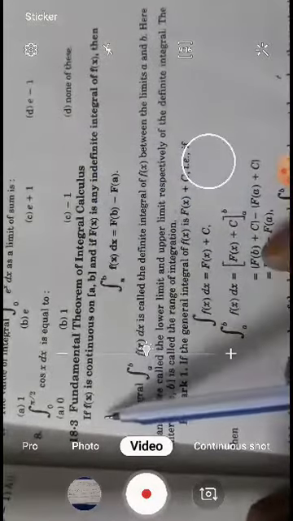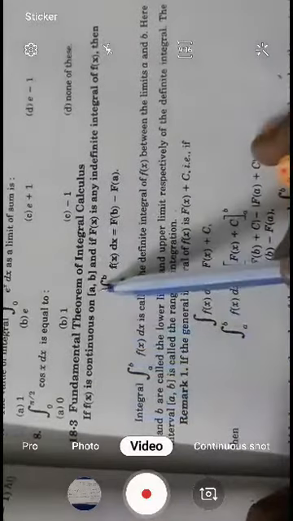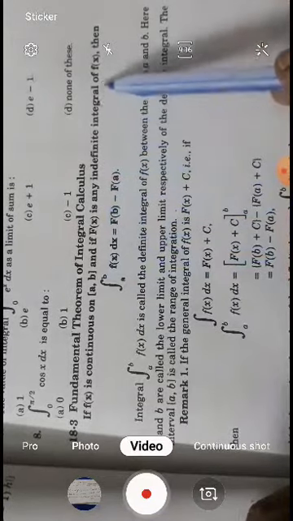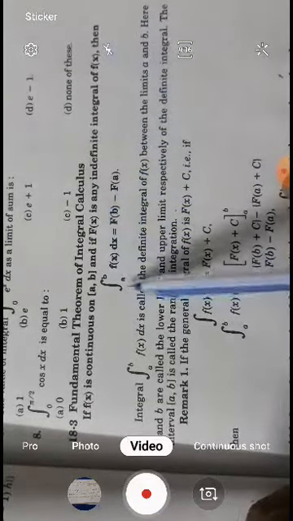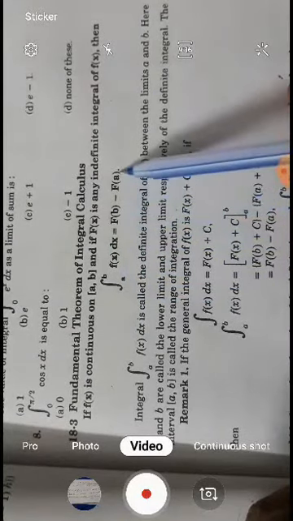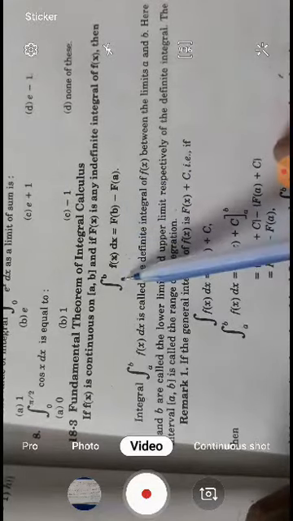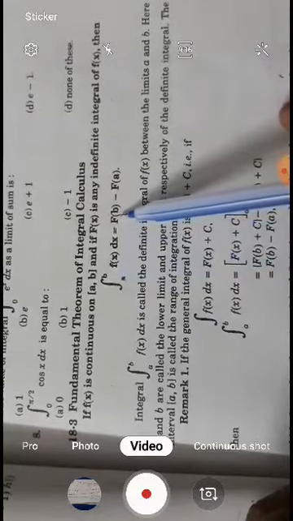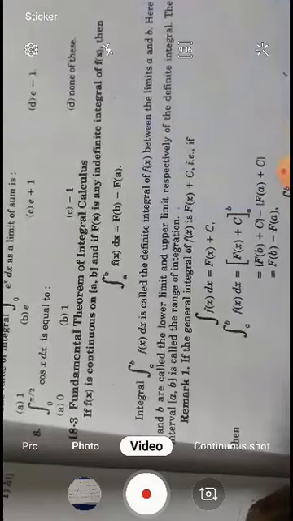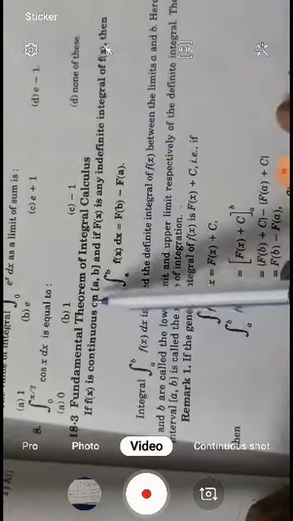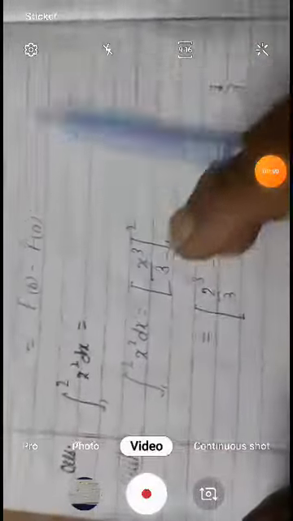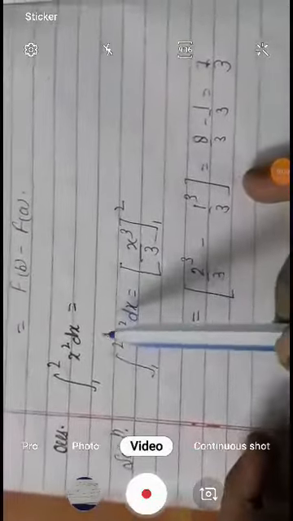Now, f(x) is continuous on [a, b], and if F(x) is any indefinite integral of f(x), then the integral from a to b of f(x) dx is equal to F(b) minus F(a). We have to put the values of a and b after the integration, in the form F(b) minus F(a). Is it okay to everyone? This is the formula for the fundamental theorem of integral calculus. Now, how do we use the fundamental theorem in a question?